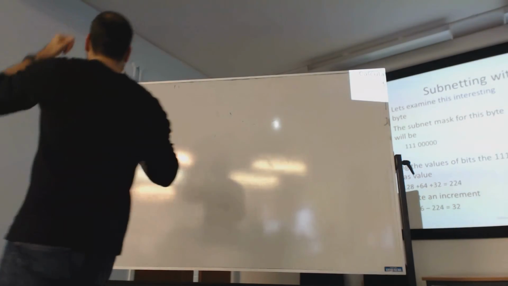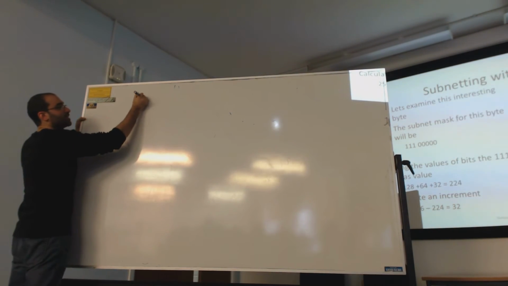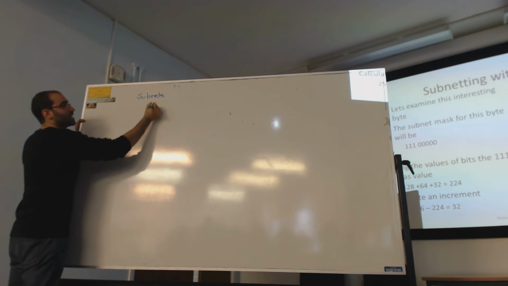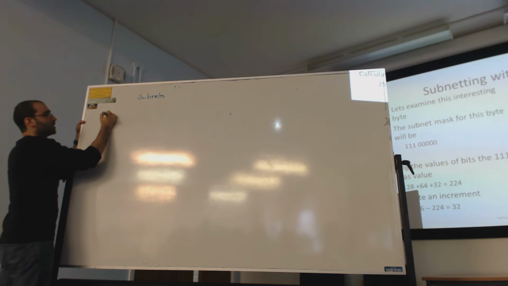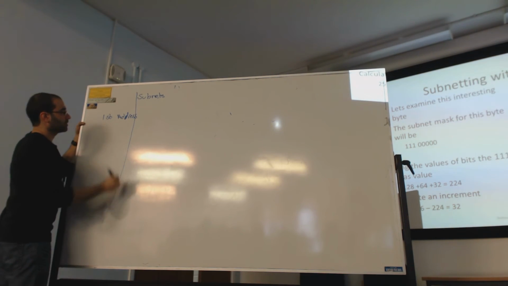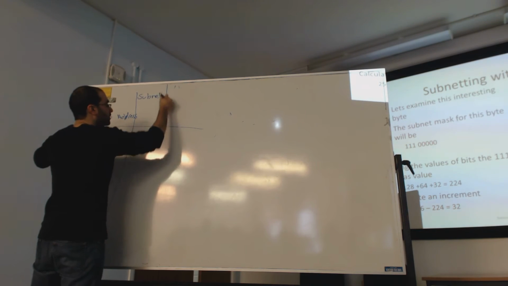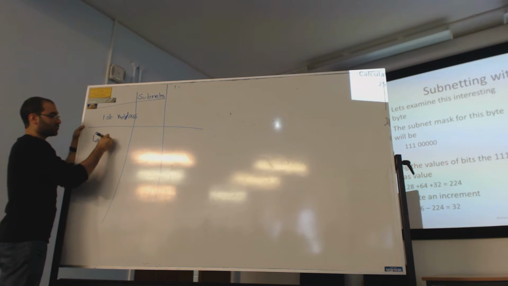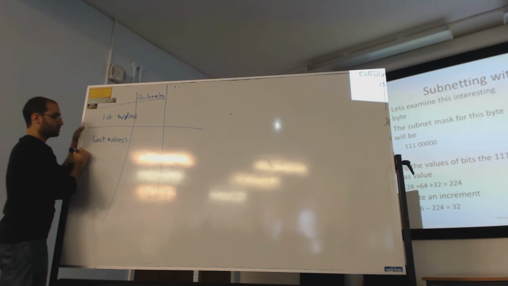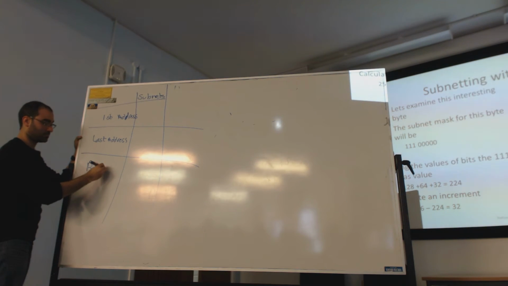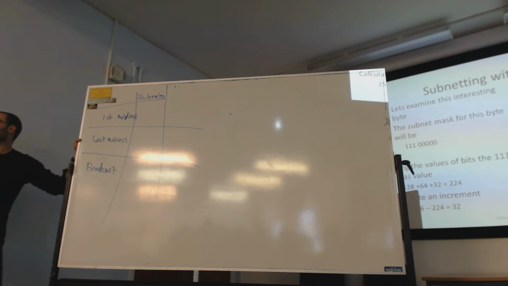So how would I draw that? Let's put it this way. I will say your subnets, your first address, your last address, and then you'll have your broadcast for each subnet. So what's your first subnet?